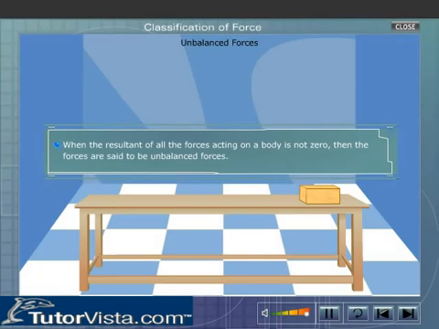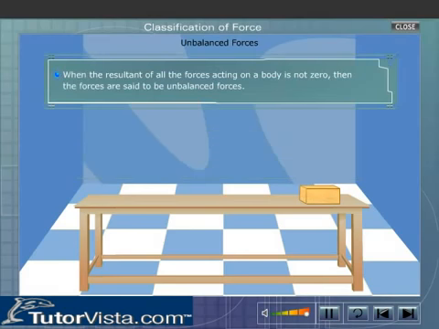Unbalanced forces. When the resultant of all the forces acting on a body is not 0, then the forces are said to be unbalanced forces. The example given here will help you understand what is unbalanced force. Keep a block of wood on a table. Push the block gently. The block does not move. At this stage, the force of friction acting balances the force applied and the block is under balanced forces. So, the block does not move from its position.